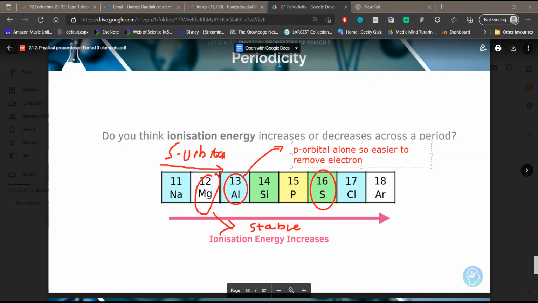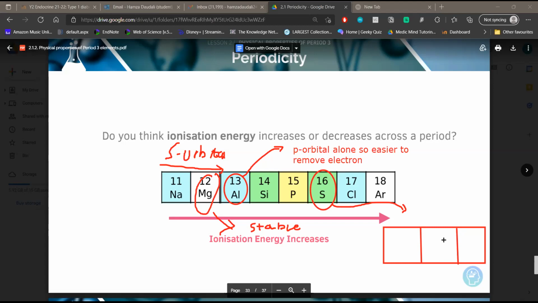Now sulfur. Does anyone already know why there's a decrease at sulfur? I just want to see how people are doing. It's to do with electron repulsion. So it's to do with a rule that you probably will have come across at some point about how electrons pair within a shell. I cannot remember the name of the rule, so if anyone can and could put it in the chat, that would be amazing. It is electron pair repulsion, but I'm not exactly sure what the name of the rule is.